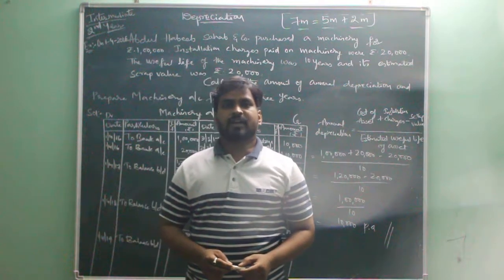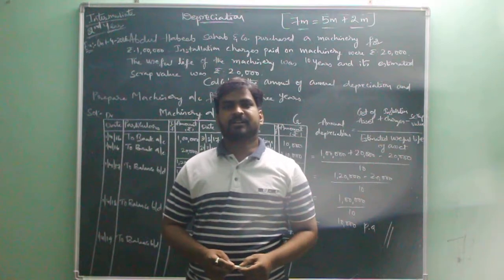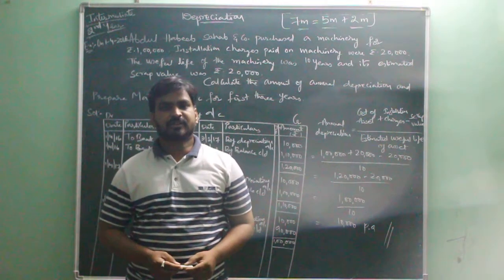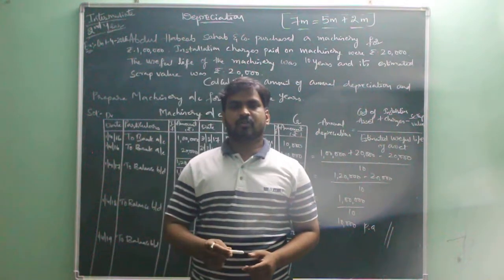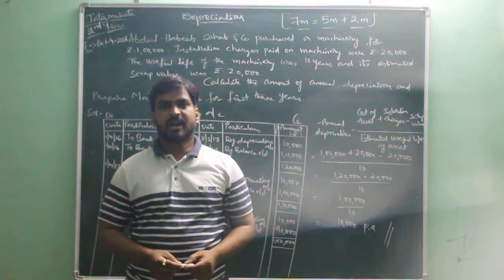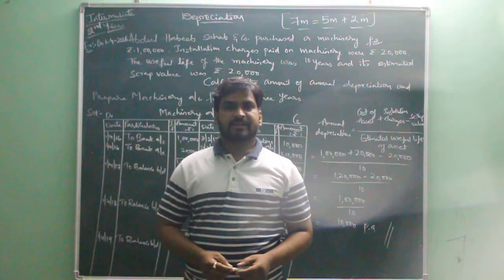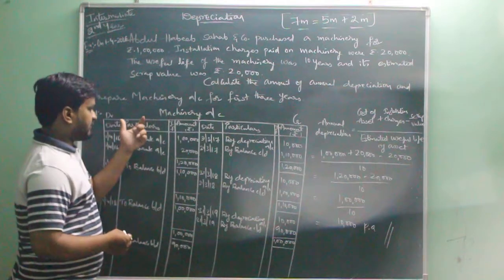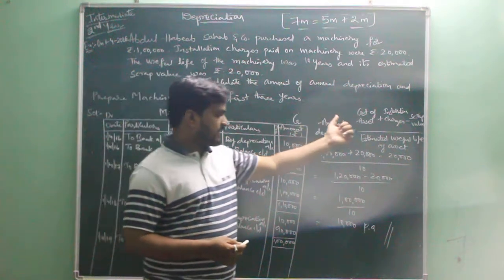The useful life of the machine was 10 years and the estimated scrap value that the asset is going to realize is rupees 20,000. Now we are supposed to calculate the amount of annual depreciation to be provided every year, and also we are required to prepare machinery account for first 3 years. So first let us solve the problem, and before solving the problem let us calculate the annual depreciation.